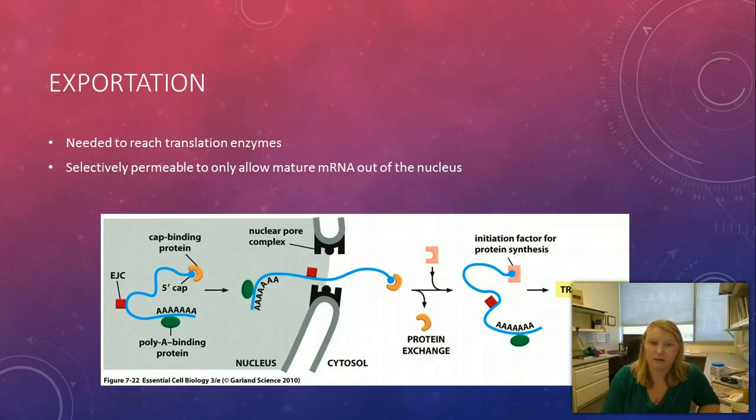But this is another way for us to check it, because the cell is always about feedback loops and checkpoints. It's really important that you understand that. So this is how we move through there. And it's always a selectively permeable pore, just like other pores that we've always talked about.